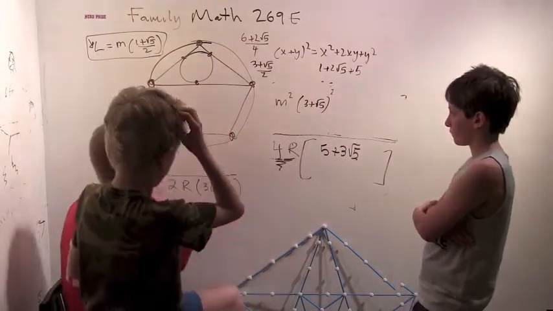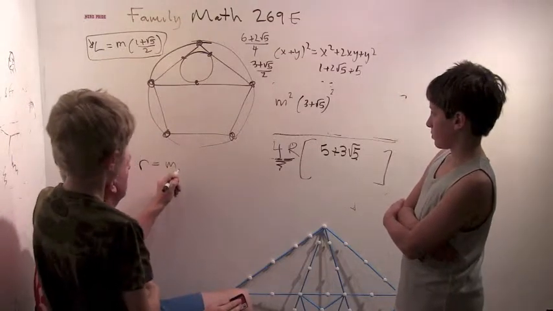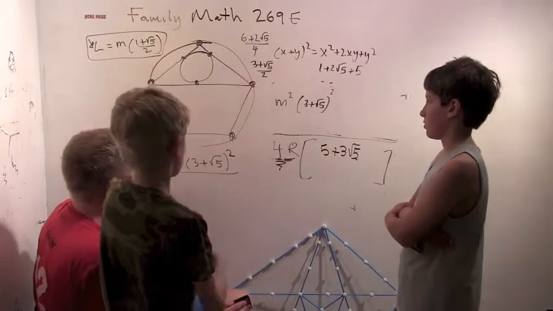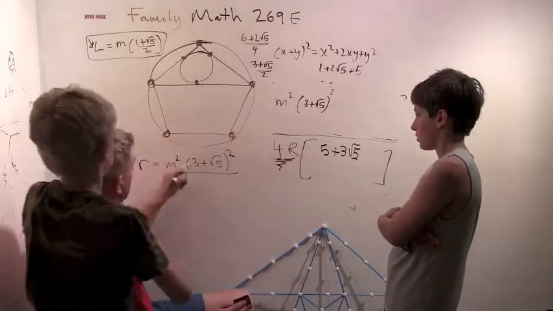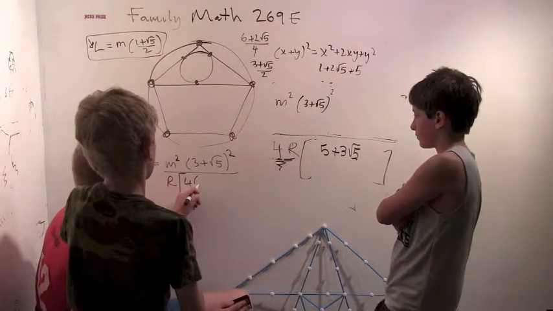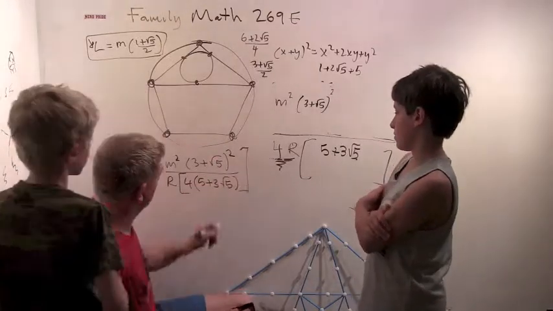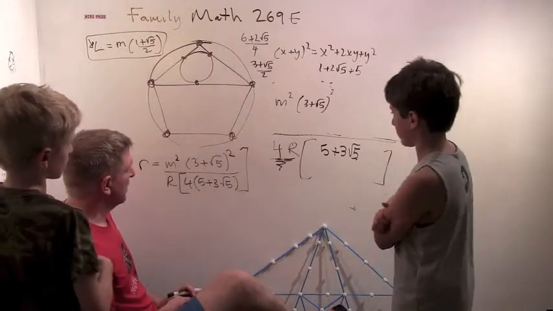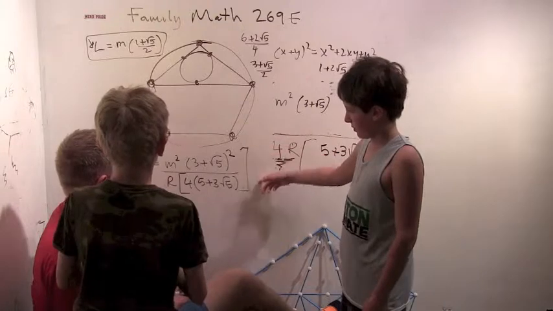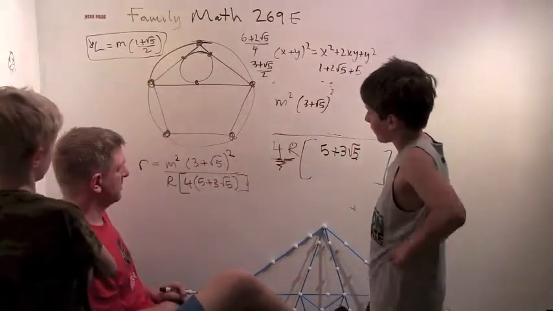Alright, look what I get. The little radius is M times 3 plus root 5 squared over... We have an M squared there. Sorry, you're right. M squared over R times 4 times 5 plus 3 root 5. Okay. Cool. Interesting. Actually, it wasn't too bad. But why is this covering the whole thing? You left a bracket there. Sorry.